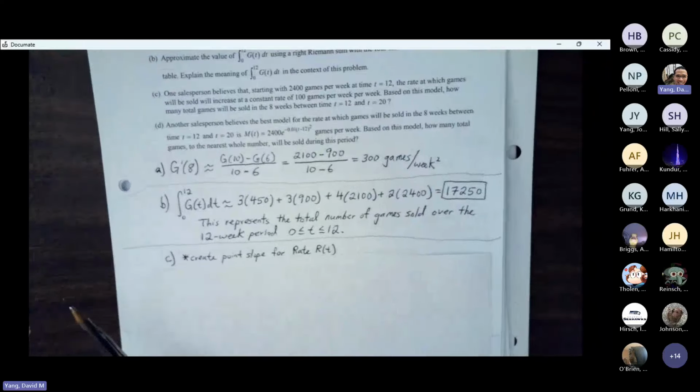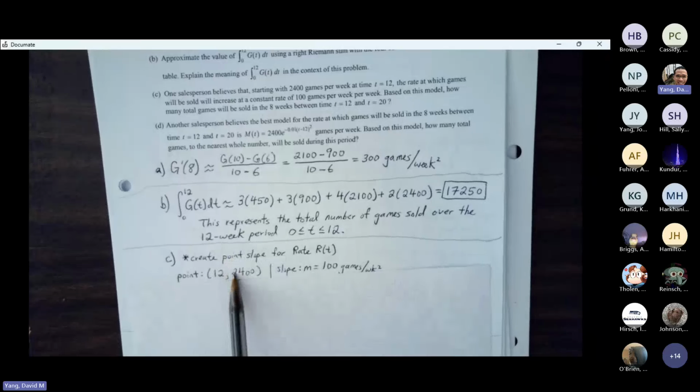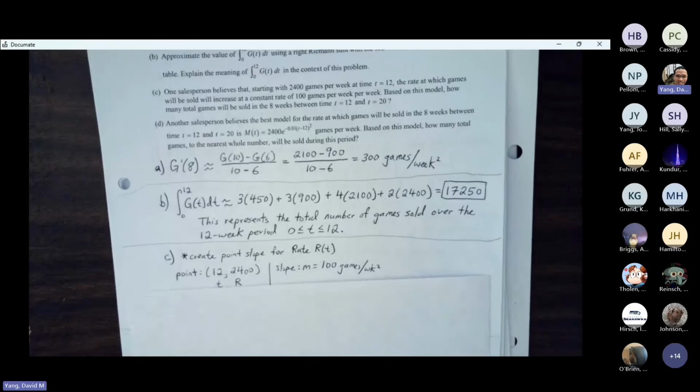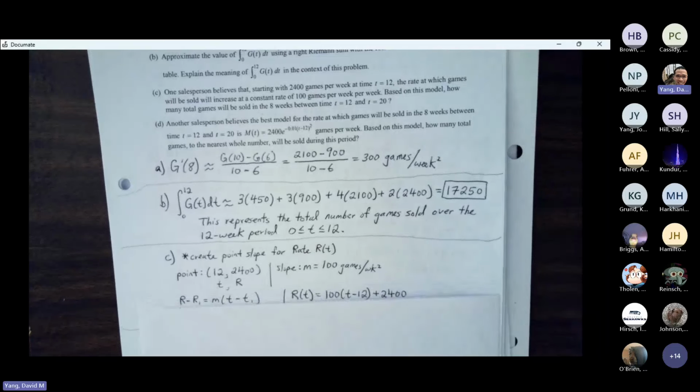Okay, so we're going to start with the data that we have. We have week 12. We have the rate of 2,400 games per week. And the slope that we want to use is 100 games per week. So this is our slope for our rate equation. Okay, so we have our ordered pair and our slope, and then we can build our R of t equation.